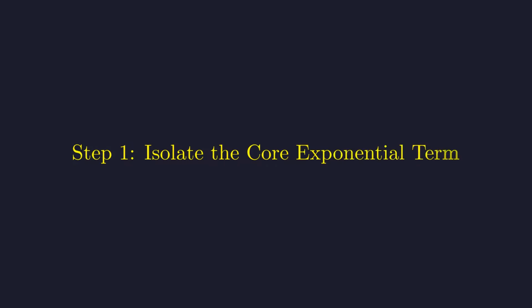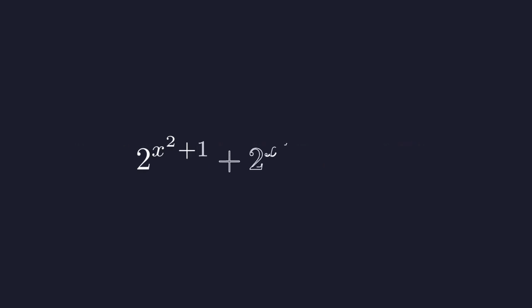The key insight here is to use the laws of exponents to pull apart these terms. When you see expressions like this, your first instinct should be to look for common factors. So here's what we're working with. 2 to the x squared plus 1 plus 2 to the x squared minus 1 equals 40.